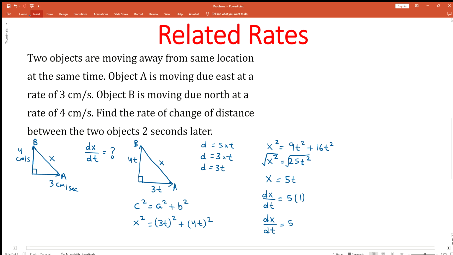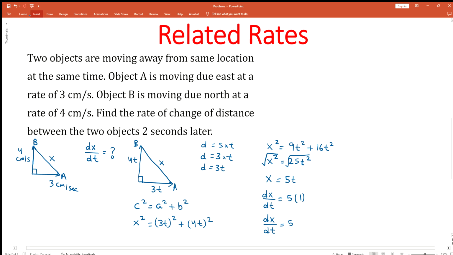5 is a constant, that means dx over dt is a constant. It does not depend on the value of t. So dx over dt, or the rate of change of distance between the two objects, at all times is equal to 5. So the rate of change of distance between the two objects 2 seconds later is also 5.